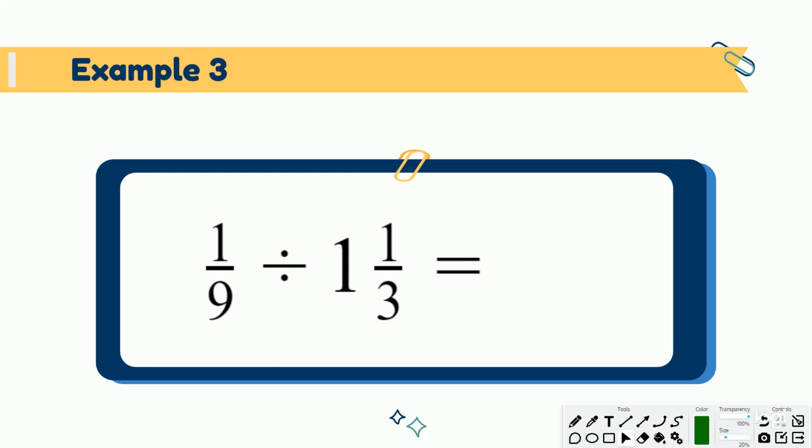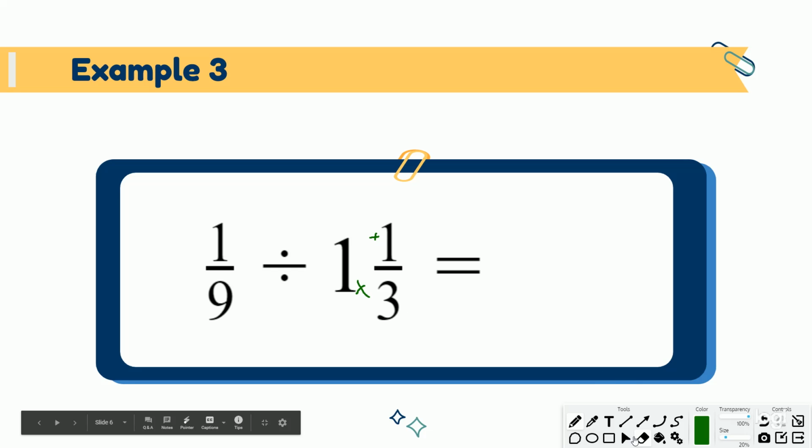All right, my final example, I have 1/9 divided by 1 1/3. So here I have a mixed number. The first thing I'm going to do before I even do my keep, change, flip is change my mixed number into an improper fraction, because it makes it a lot easier to multiply. So I take my 1 and times it by 3, which is 3, and then plus this top 1. So 1 times 3 is 3, plus 1 gives me 4. So my improper fraction is 4 over 3.